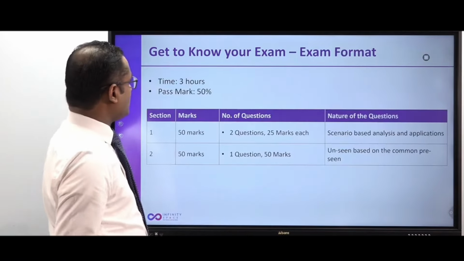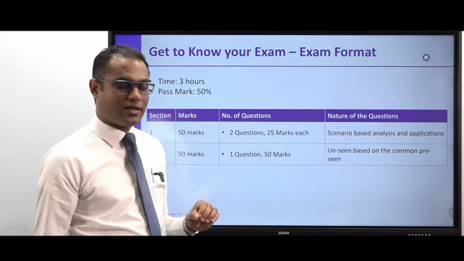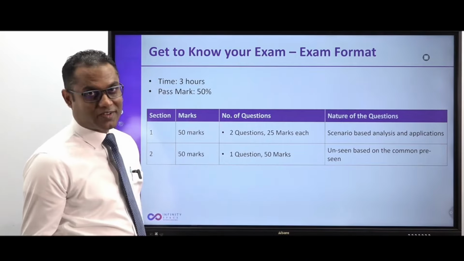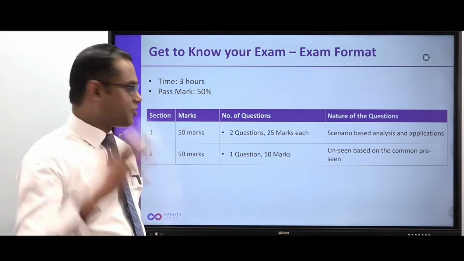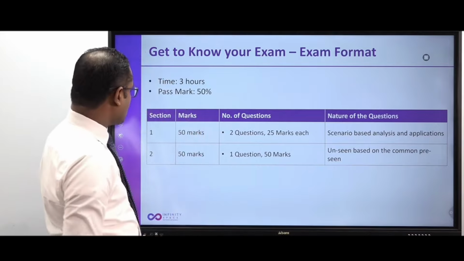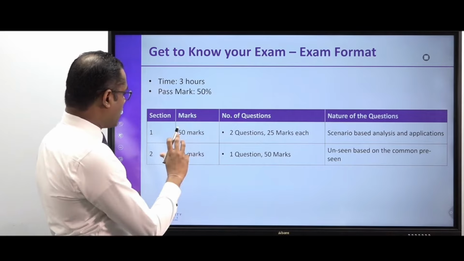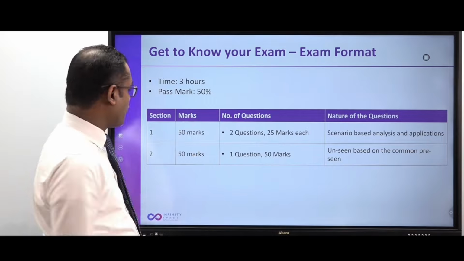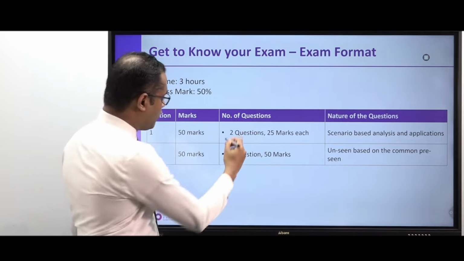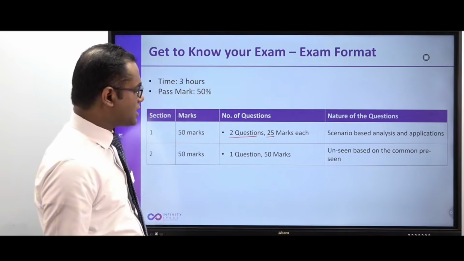Moving on. Thereafter, you also should be aware of the exam format, how your paper structure is, right? So it's a 3 hour paper, the pass mark is 50%, but don't target 50, target 90, then at least you'll end up getting 50, right? Then if you look at the structure of the paper, there are 2 sections, section 1 and section 2. The marks allocation is 50 marks for the 2 questions in section 1, which means section 1 consists of 2 questions, each carrying 25 marks. So that's how these 50 marks are made up.